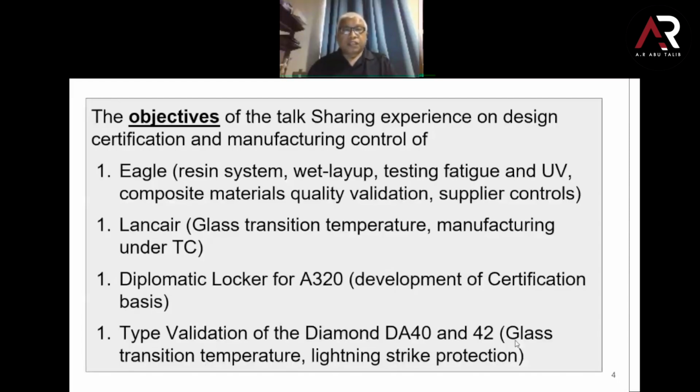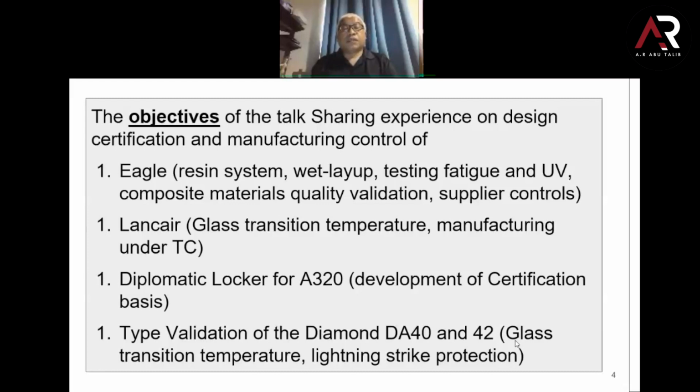So the objective of the talk is a sharing session, sharing experience on certification and manufacturing control. I will mention the Eagle, which covers the resin system, the wet layup, the testing, UV protection, and composite material quality validation and supplier control.